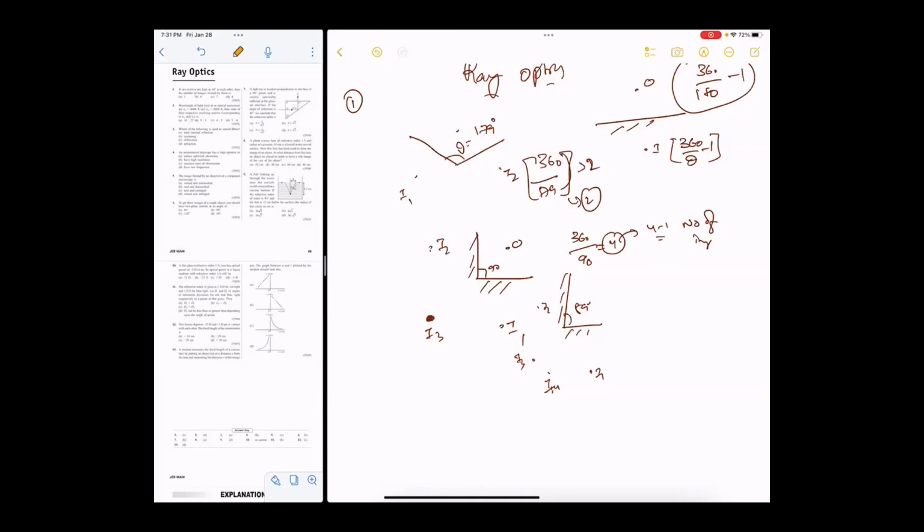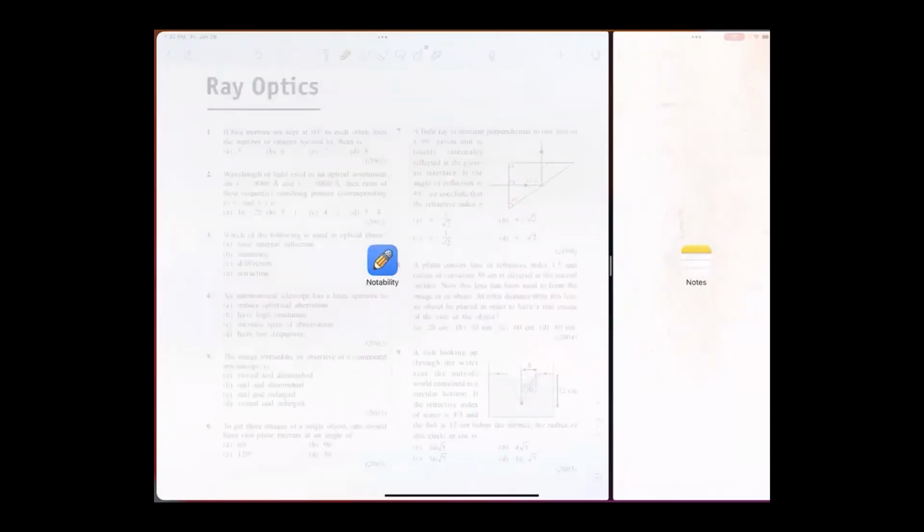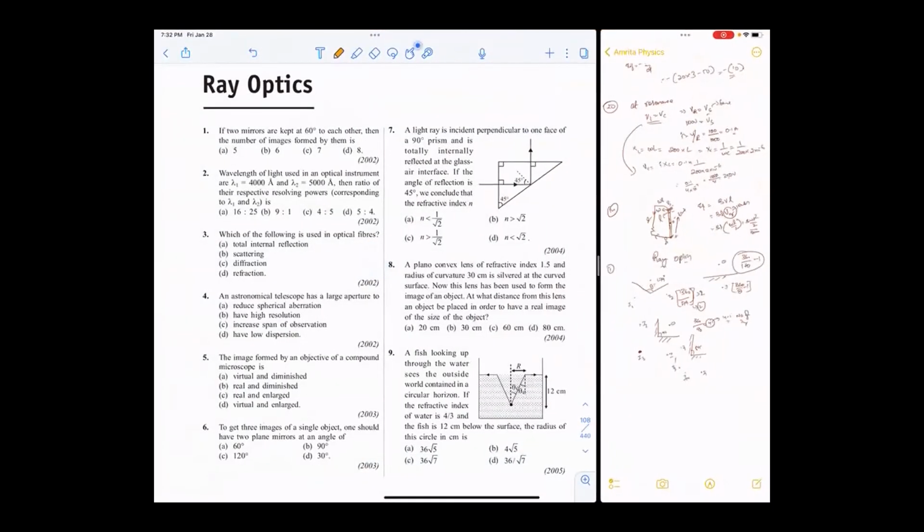So if the angle is 90, how many images? 91 means how many will come? Are you able to understand? Even if it is 91, we are getting 4 images again. So go with the logic, guys. So in this case, 60, so 5, easy.